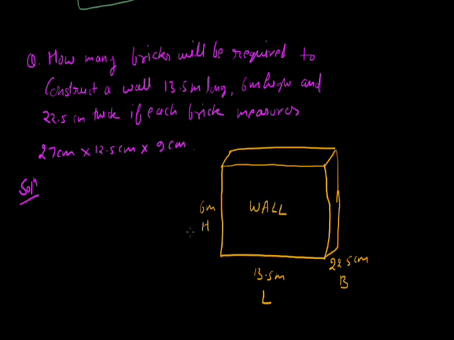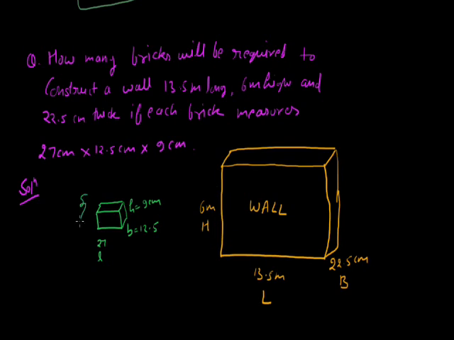Now we have to create this wall with the help of a brick, and the dimensions of the bricks are given to us. Let's say this is a brick. Its length is 27 centimeter. That is our l. Its breadth is 12.5 centimeter and its height is 9 centimeter. Now with the help of this brick we have to construct this wall. So we have to find how many such bricks are required.